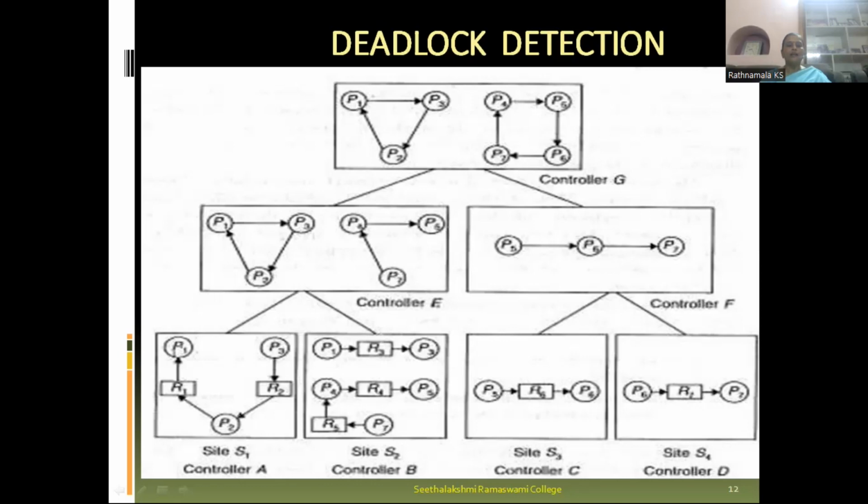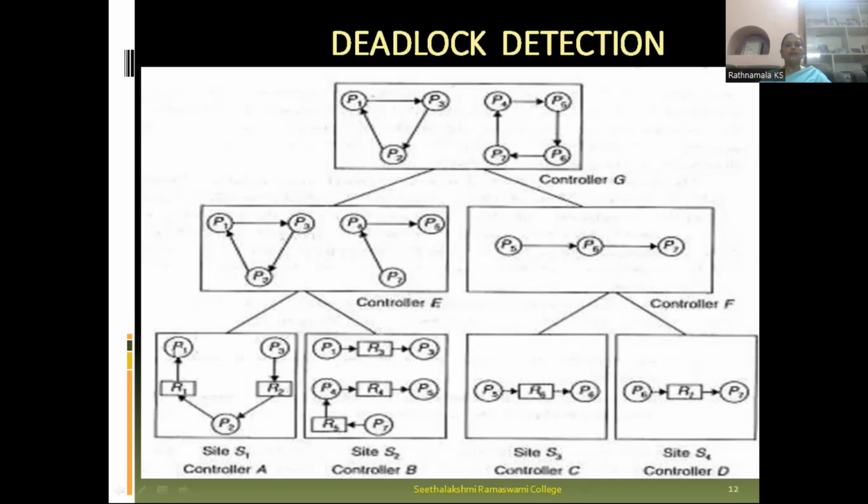Now you see in sites S1 and S2, there are processes and resources sharing with each other. Resources are shared by the processes in both the sites. Combining these two, we get a WFG, wait-for graph, just by removing the resources. You can see there P1, P3, P2, there is a deadlock, but in the other diagram there is no deadlock. Similarly, sites S3 and S4 are combined to form a new WFG, and there you see P5, P6, P7, but there is no deadlock as such.